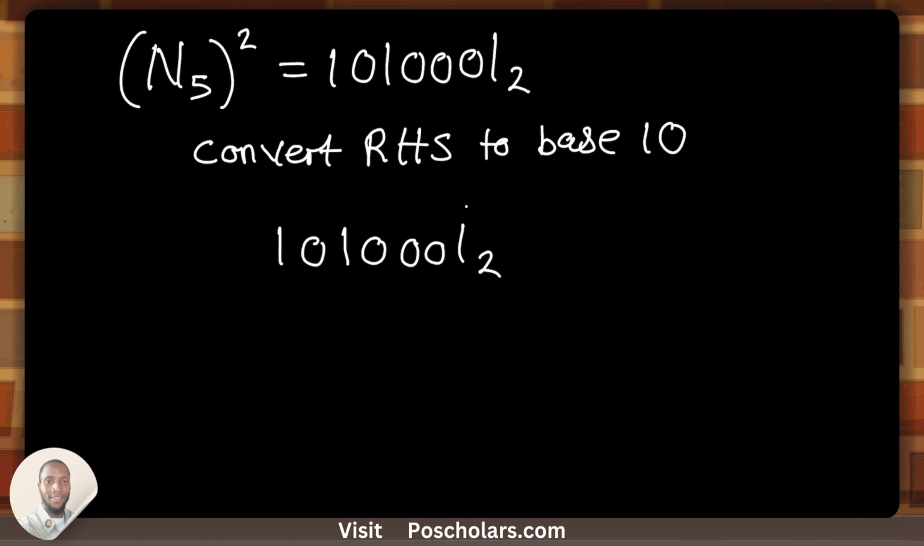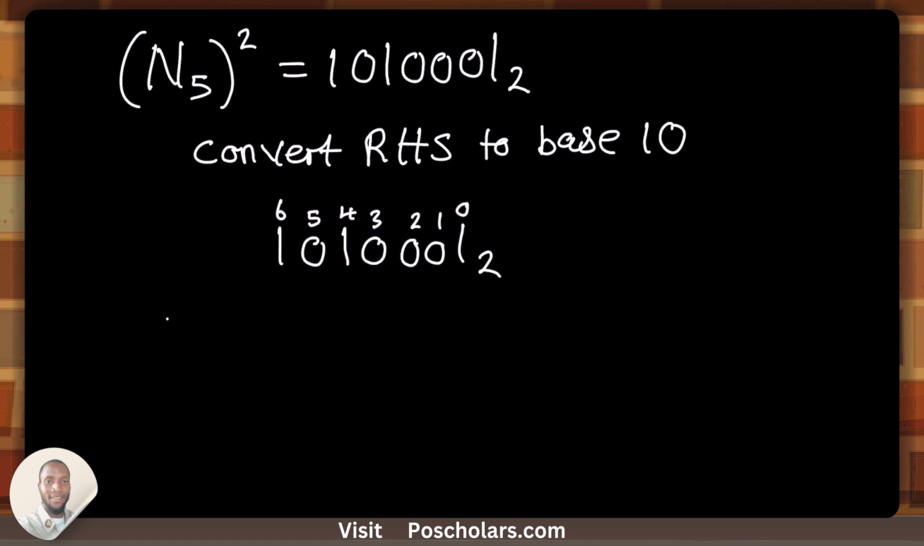Now, to change it to base 10, what I like doing first of all is to order it by saying 0, 1, 2, 3, 4, 5, and 6. Next, we are going to expand it in the power of its base, which is 2. How do we do that? We start by saying 1 times 2 raised to power 6 plus 0 times 2 raised to power 5 plus 1 times 2 raised to power 4 till we get to 0.